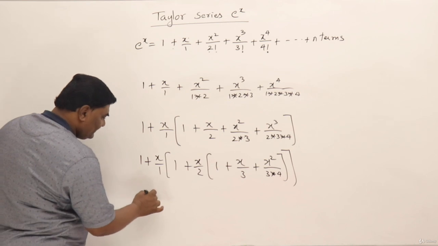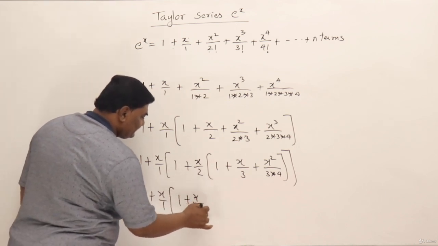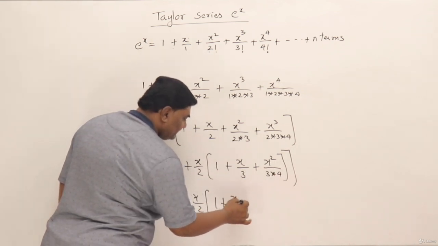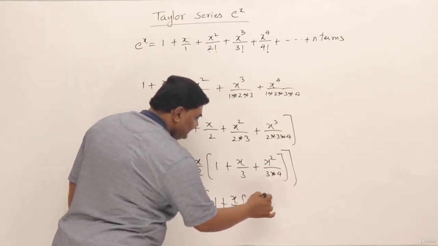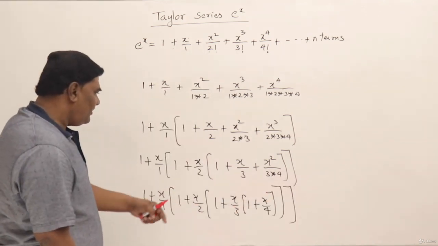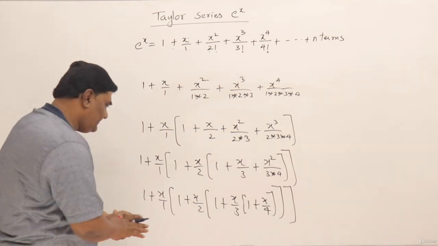Then 1 plus x by 1, 1 plus x by 2, 1 plus, here I can take x by 3 common, and this will be 1 plus x by 4. So that's how, by taking commons, I have reduced the number of multiplications. How are they reduced? Let us see.